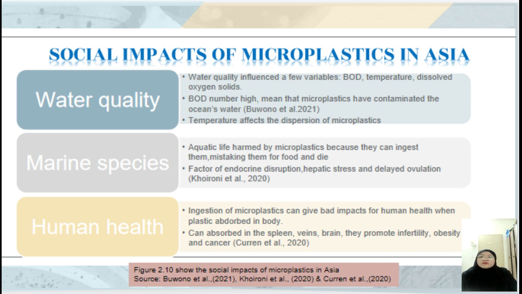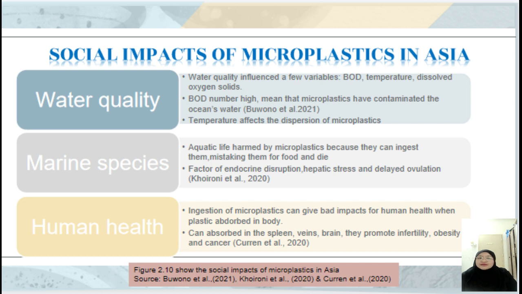Second is the impact on marine species. Aquatic life is harmed by microplastic because marine species can ingest it, mistaking the microplastic for food, and eventually die. Caroni et al. 2020 point out that when marine species eat microplastic, this can lead to endocrine disruptions, hepatitis disease, stress, and delayed ovulation.